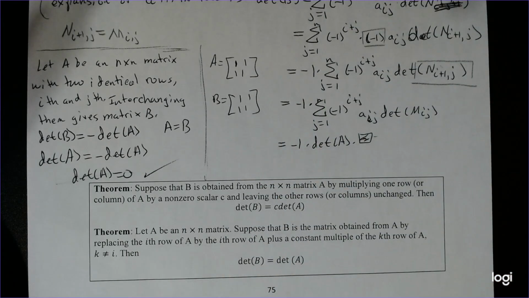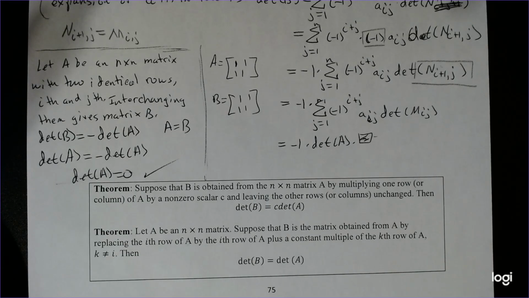Suppose that B is obtained from an n by n matrix A by multiplying one row or column of A by a non-zero scalar C and leaving the other rows unchanged. Then the determinant of B is equal to C times the determinant of A. So again, I'm multiplying only one single row or column in A by something, and that gives me matrix B.